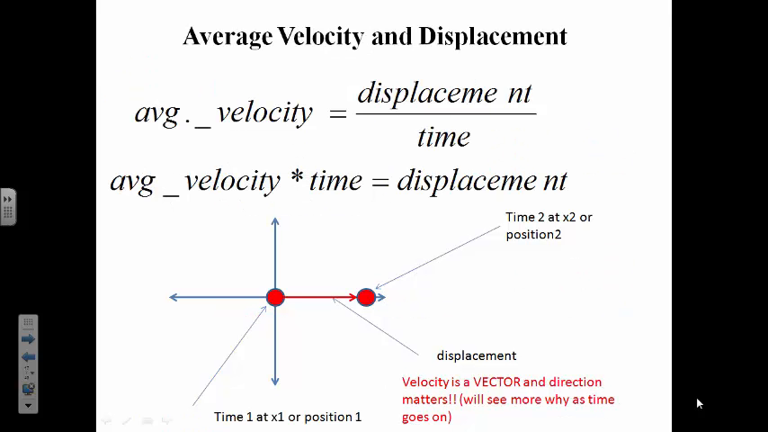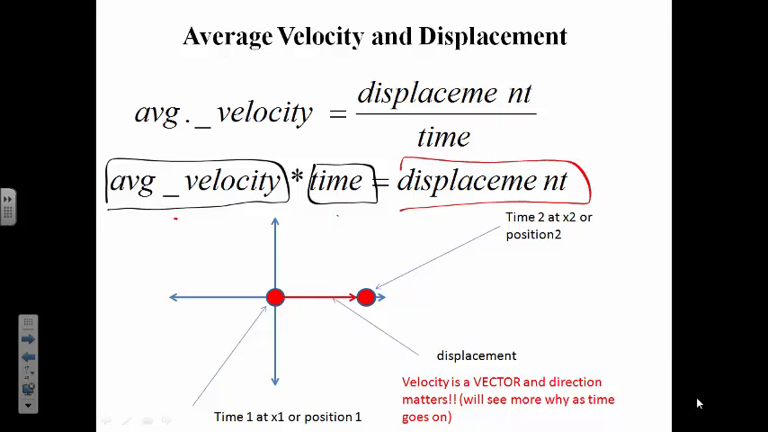Now what we need to do is think about how we can think about the average velocity and displacement in time. So if you want to think about your displacement, how much you're going to displace, you could take your average velocity times the time that you applied it for. If you knew your velocity and you multiplied it by the time that you had this average velocity, that would tell you how much you're going to displace. So that's why average velocity times time gives you your displacement.